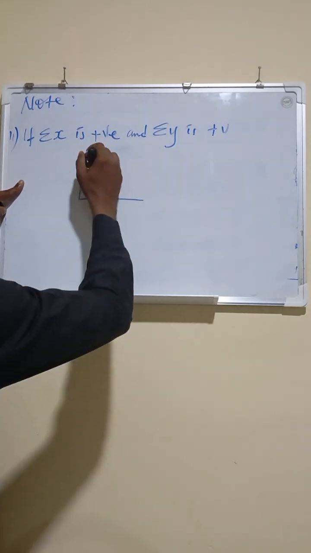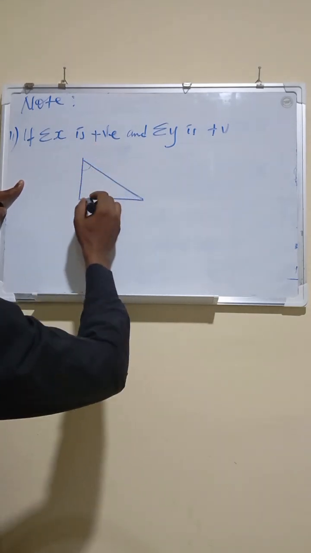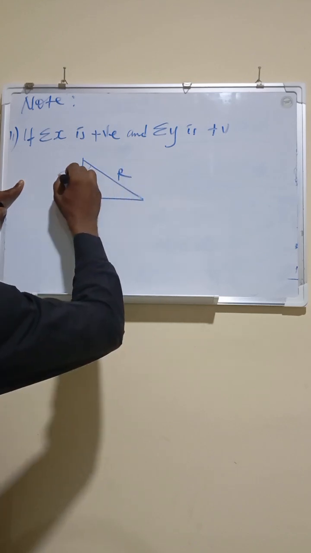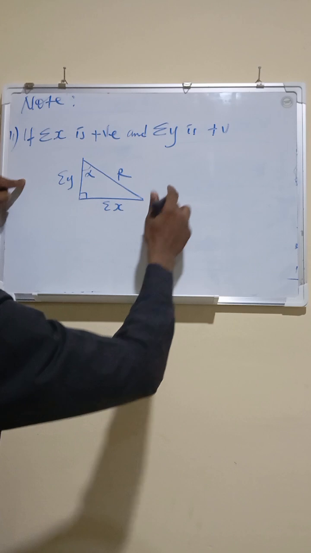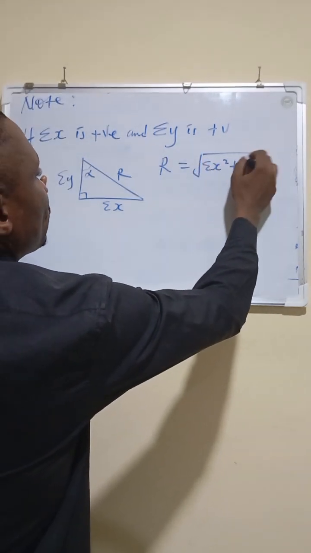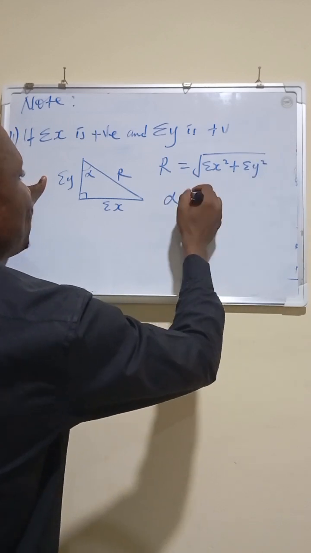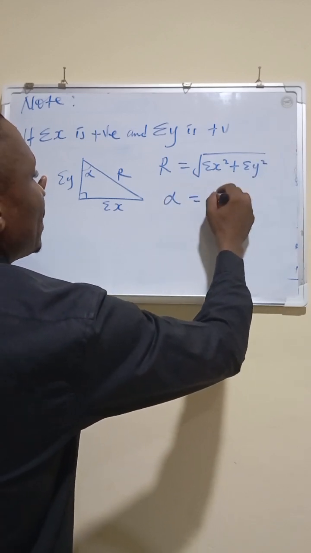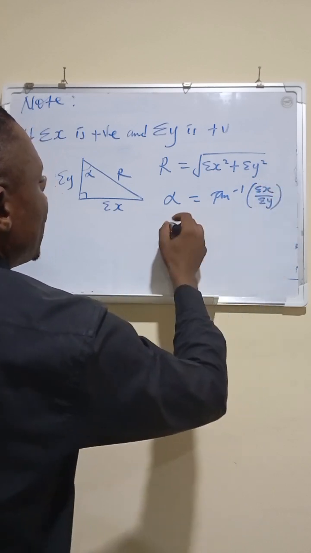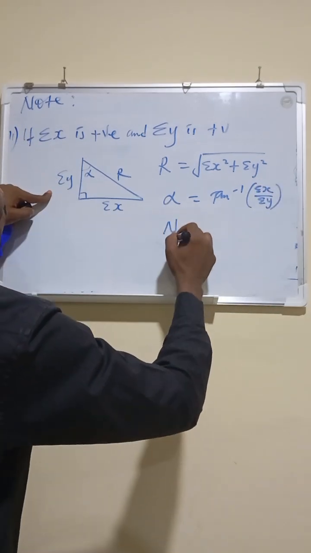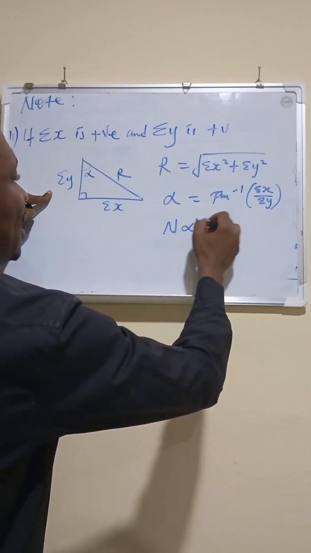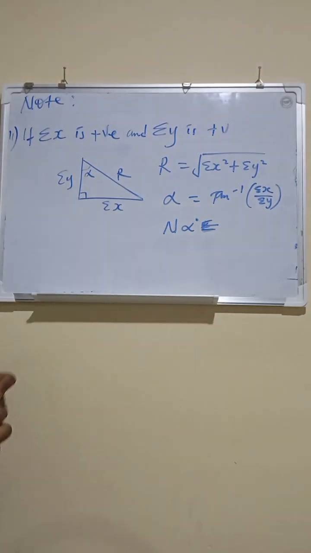If summation of x is positive, this will go this way, like I was trying to explain. Alpha will be here, the resultant will be here. This is summation of y, this is summation of x. So your R will be the same thing, the square root of summation of x squared plus summation of y squared. Then your alpha will be equal to tan inverse of summation of x over summation of y. Then if you want to represent it, it will be north alpha degree east.